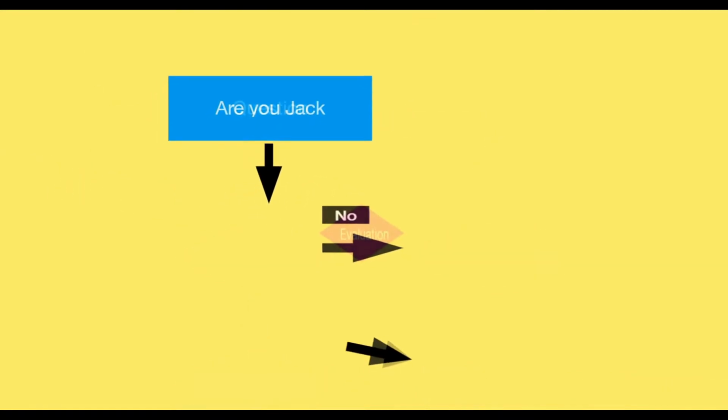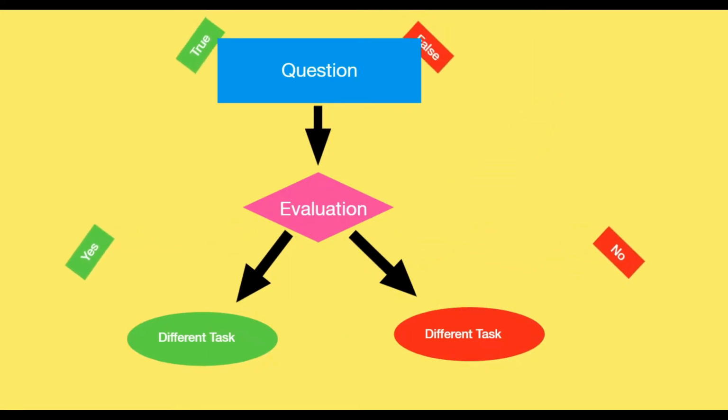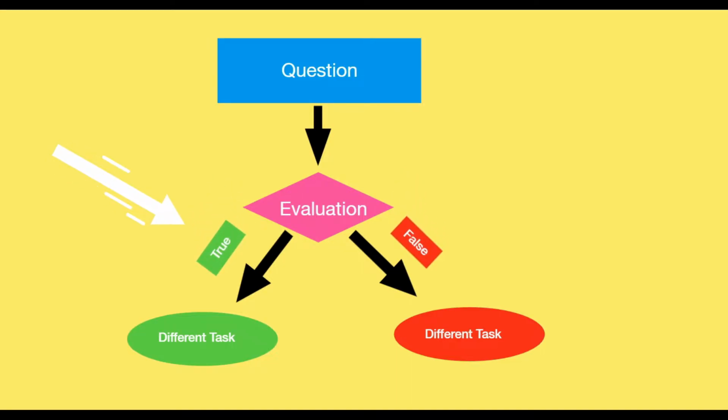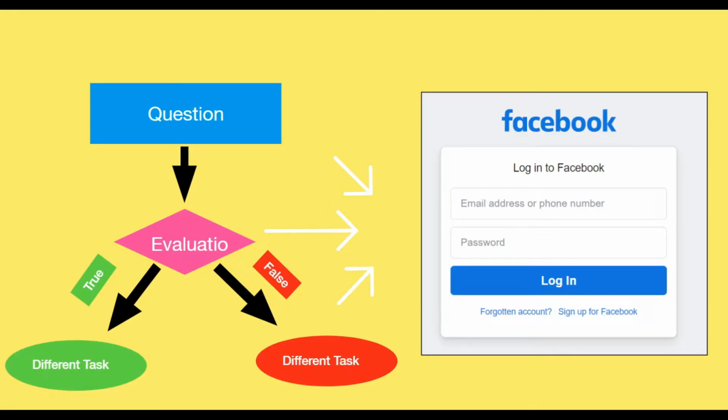The main idea is we are asking one question, and if we receive yes, we will do a different set of tasks, and if we receive no, we will do a totally different set of tasks. Also, we can say it like this: if we receive true, we will do a different set of tasks, and if we receive false, we will do a totally different set of tasks. Now let's see how to use this concept to make this login page.